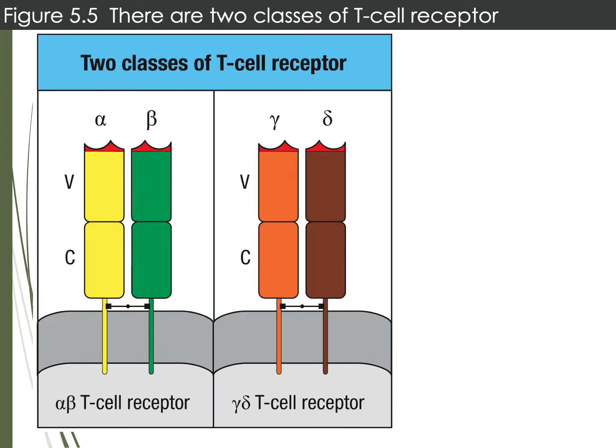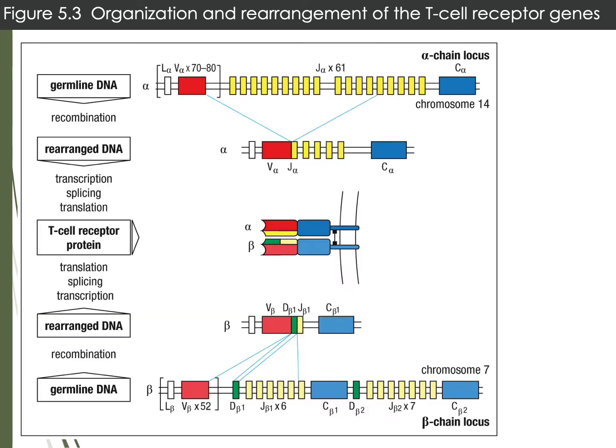As I mentioned, there's 2 different pairings or classes of T cell receptors. So you can see on the left-hand side, we have alpha and beta, and then on the right-hand side, we have gamma and delta. Similar to the B cell receptor, they have gene segments and they undergo rearrangement. So gene segment recombination also occurs in T cells, similar to in B cells.